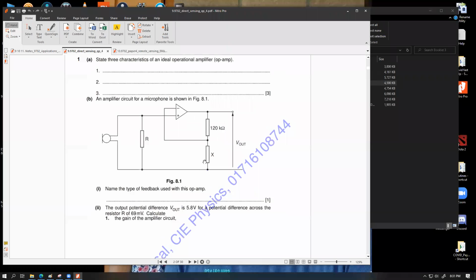Okay, have a look. I'm just going to show you some very sample questions. I'm not going to solve the whole paper. We can try and solve this in time.